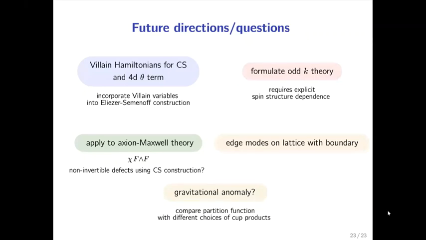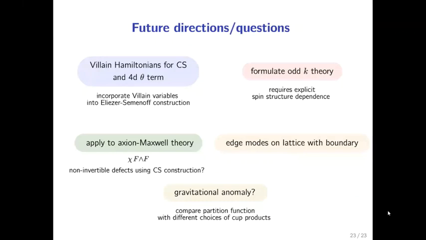As Sri pointed out, it'd be interesting to look at what the edge modes are for this theory on a lattice with boundary, and try to make some connection to the continuum story with the chiral boson. And then finally, something which we have not fully understood is the role that the gravitational anomaly plays on the lattice. This need for framing in the continuum is really just a symptom of the gravitational anomaly, where the partition function is not quite invariant under a change of framing.